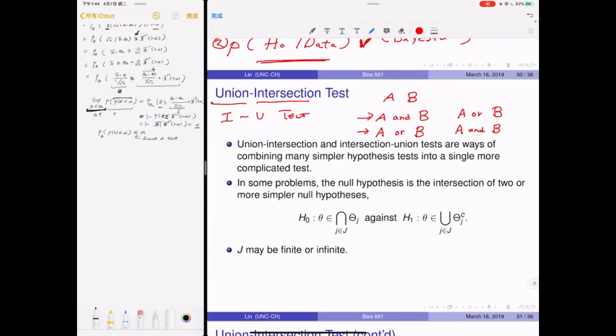If I want to reject it, if I say A and B both correct, how do you say I'm wrong? As long as you say A wrong or B wrong, right? If I'm going to say A or B are correct, how do you reject me? You say both A and B are wrong, and you reject me.